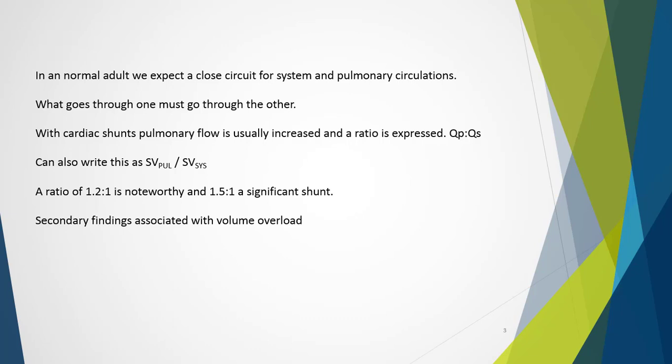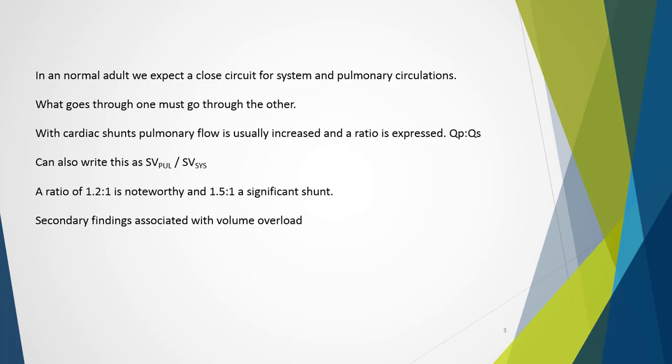In most instances, the left side pressures are greater than that of the right, so the pulmonary side receives the increased volume. The stroke volumes are then compared as a ratio, QP to QS, which may be expressed as stroke volume pulmonary divided by stroke volume systemic. The shunts are considered to be of significance when the ratio is greater than 1.5. For these patients, secondary findings associated with the shunt are most likely to be seen and interventional correction considered.